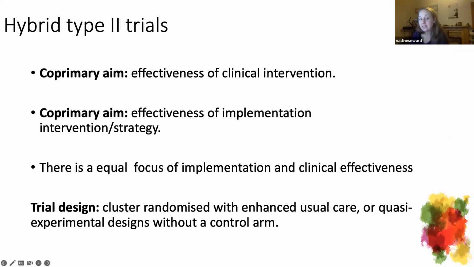I tend to like a focus on adaptability or preferably fidelity for the implementation outcome, because that can really compromise effectiveness.